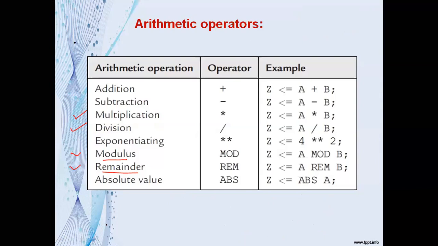To understand this, first let me take the remainder. Here you can see an example, A remainder B. Let's take A as 9 and B as 7. Now if you perform the remainder, what is the expected output here? What output will we get?